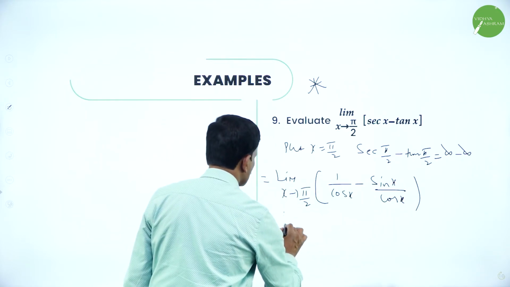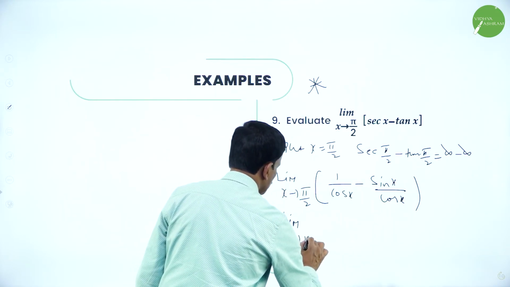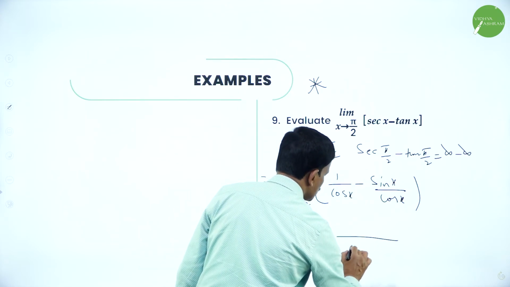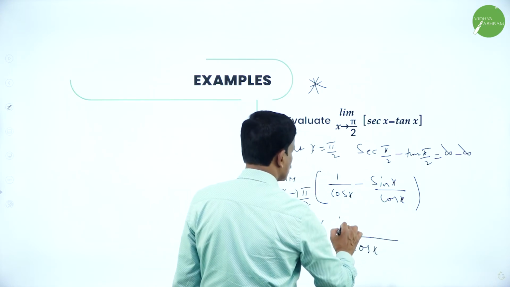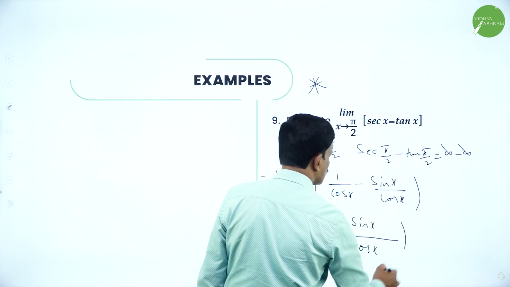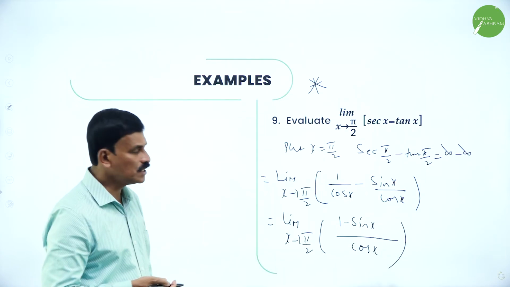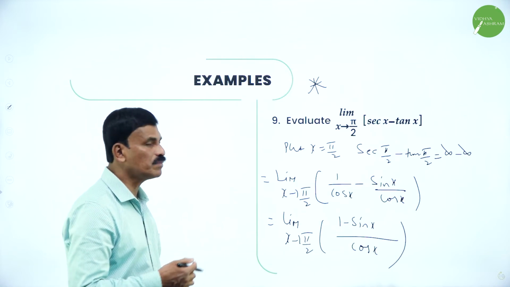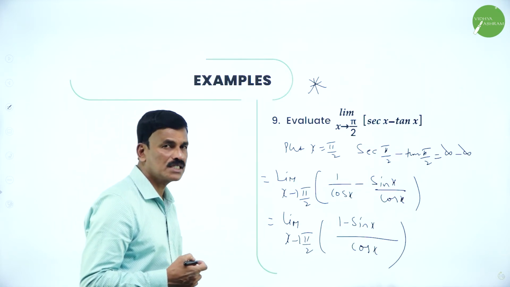Let us take the LCM. Limit x tends to pi by 2 of, what is the LCM? Cos x is the LCM. Cos gets cancelled, 1 minus sin x in the numerator. This is the same as the previous problem. Just multiply and divide by 1 plus sin x in the denominator.